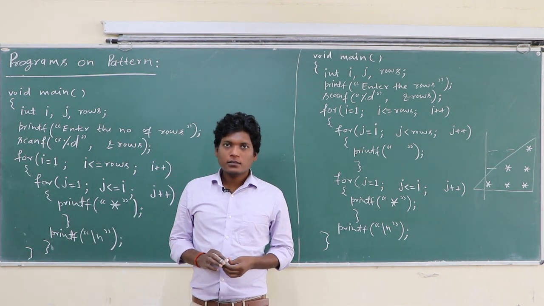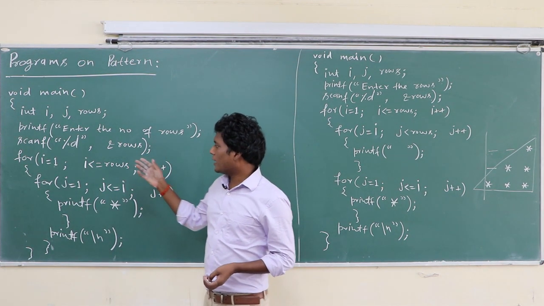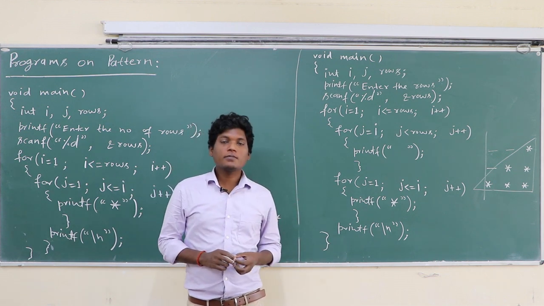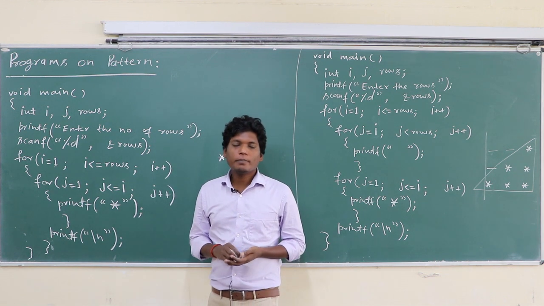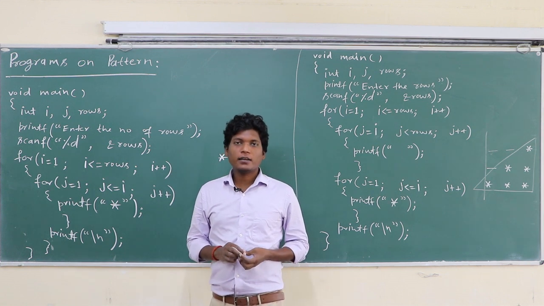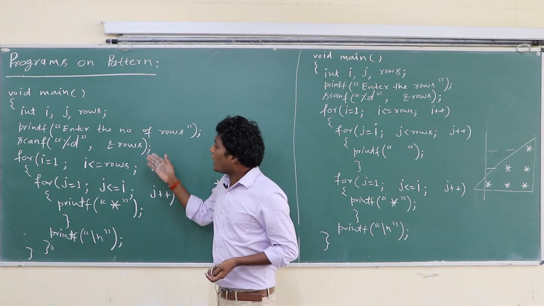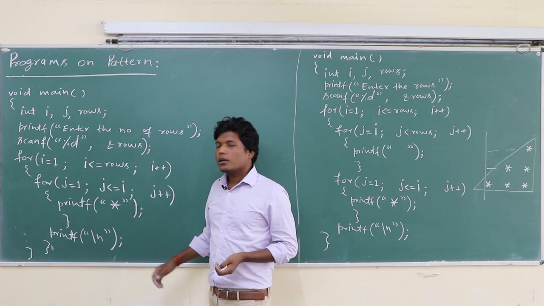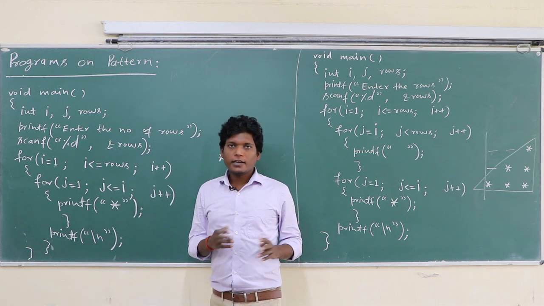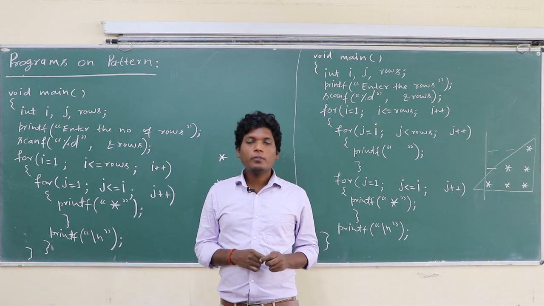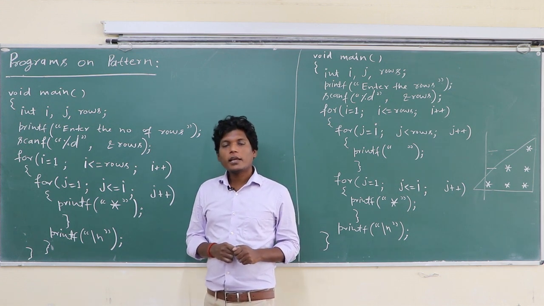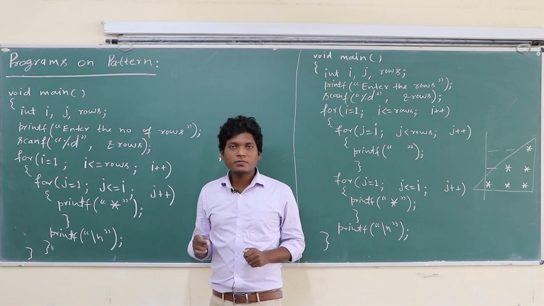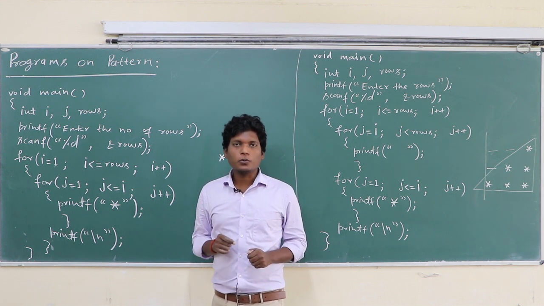Programs on pattern. Class, here there are two programs. In these two programs we print various patterns. Here, class, we also implement the nested for loop. In nested loops, either it be a while loop or a for loop, for each value of the outer loop, the inner loop executes many times till the condition is true.